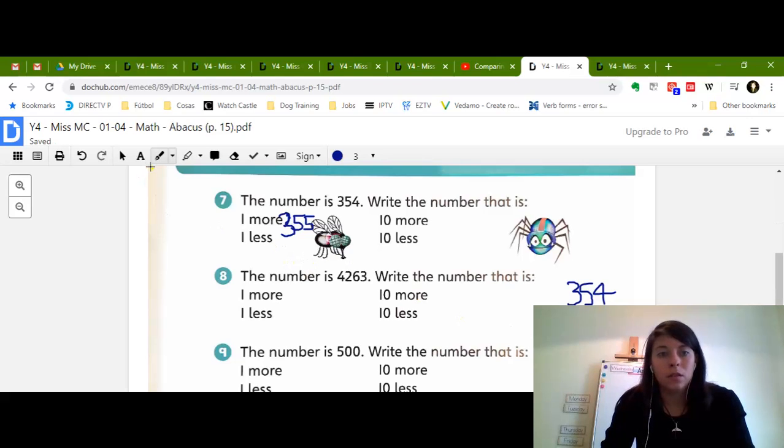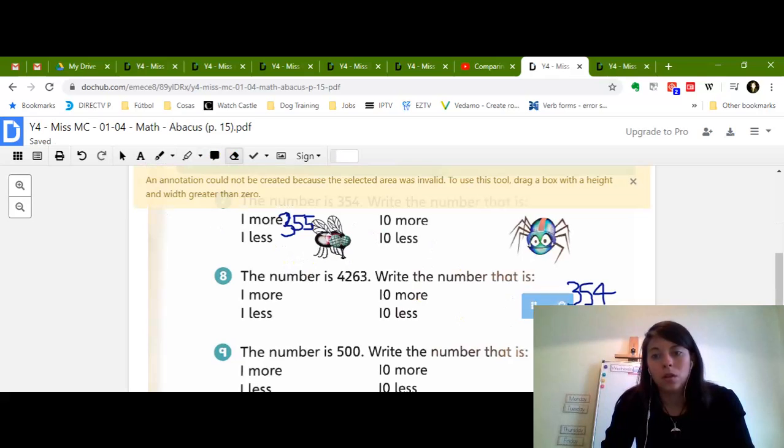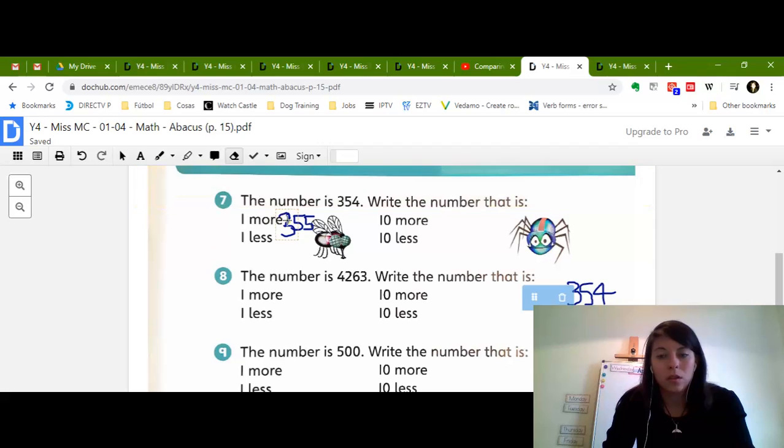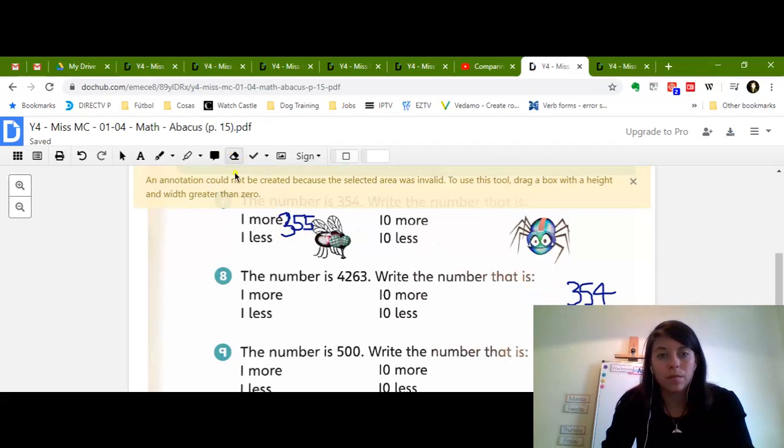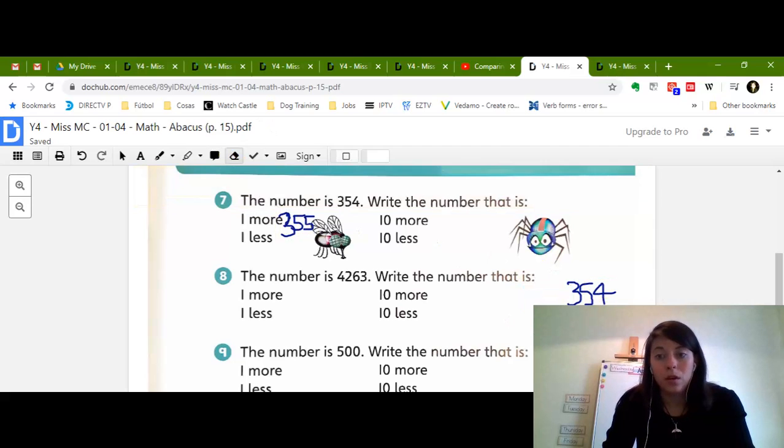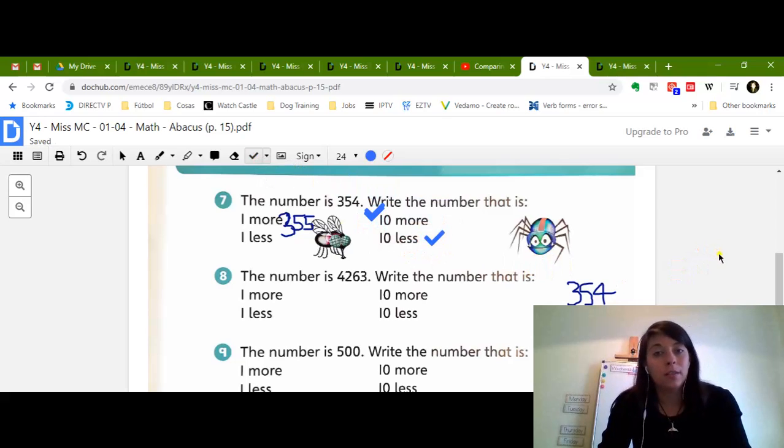And then one less. I would go ahead and grab my eraser and do the opposite. 354 minus 1, how much is that? 353. That's right. Very good. Okay, you're going to do the same for, write the number that is 10 more, and you're also going to do it for what the number is for 10 less. I hope you understand what you have to do, and I'll continue explaining this in the next video.